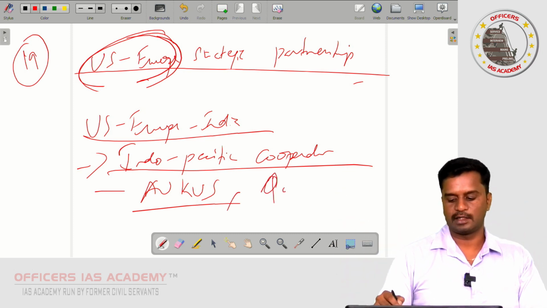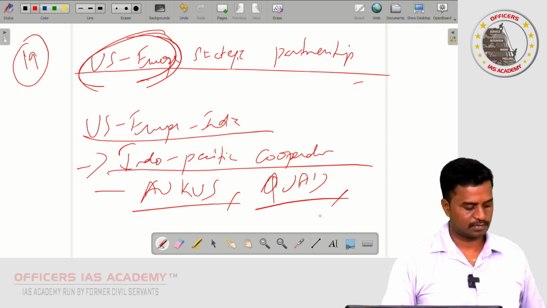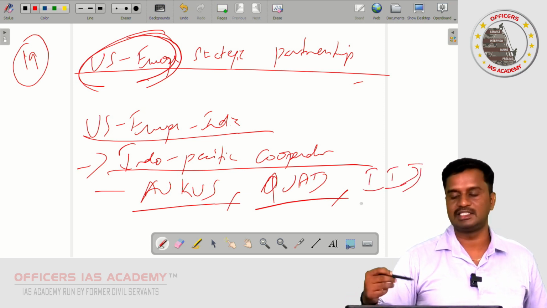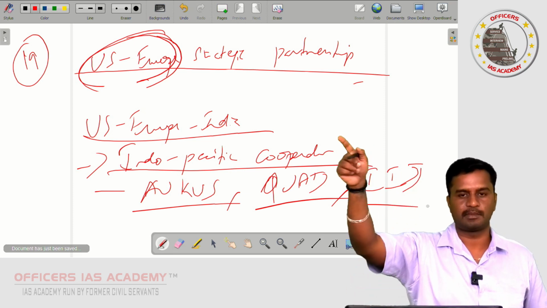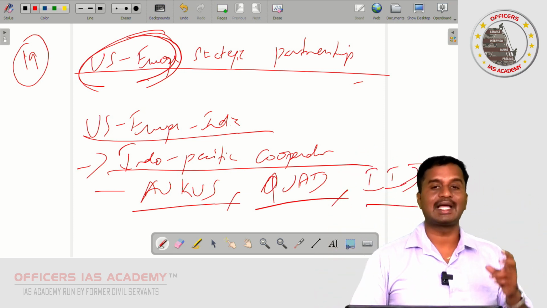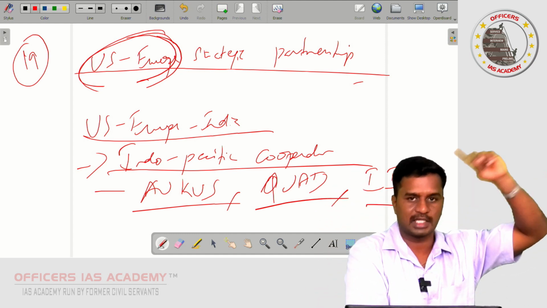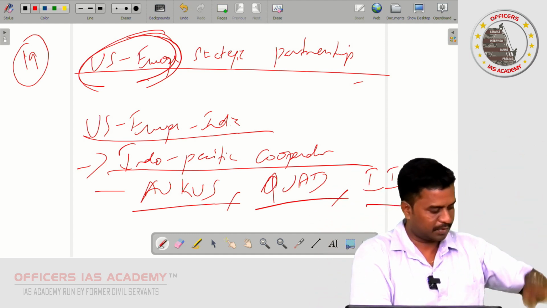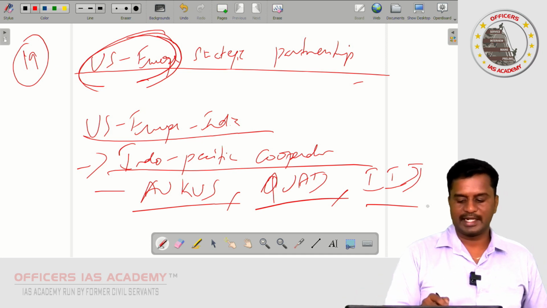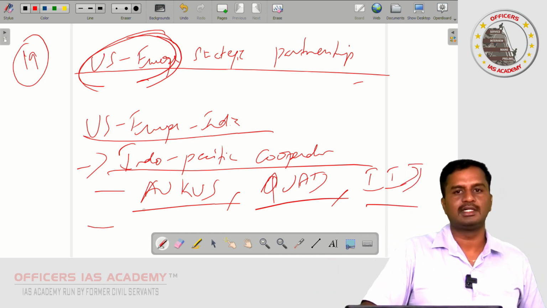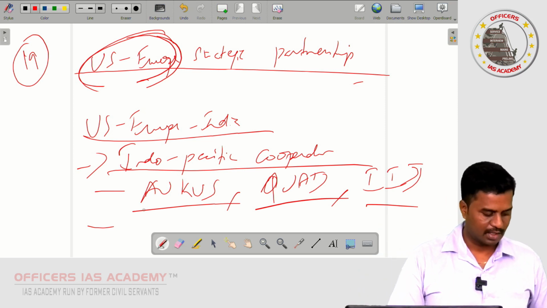India is a member of Quad. In Quad, US is present. India is also a member of an alliance called IIJ, India, Italy, Japan alliance. Here Italy comes from Europe. So these strategic alliances in the Indo-Pacific region strengthen India's cooperation with US and Europe. Once again, these partnerships can keep a check on Chinese aggression.